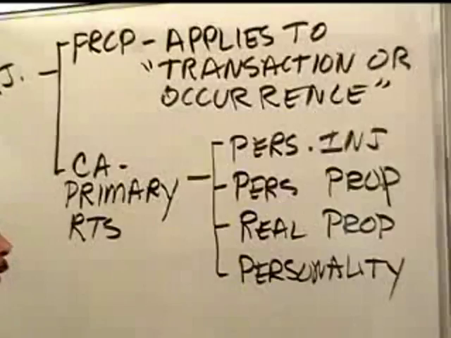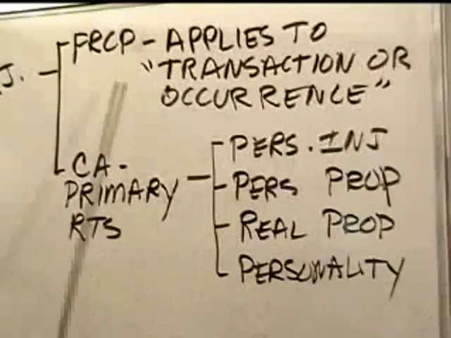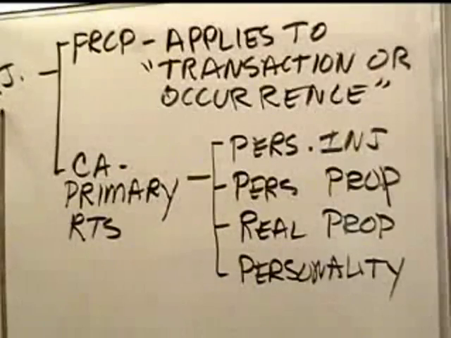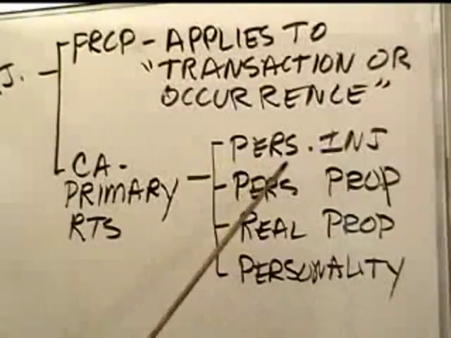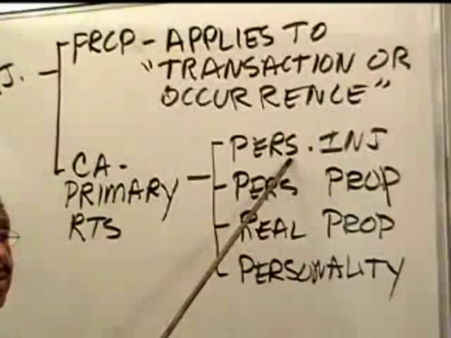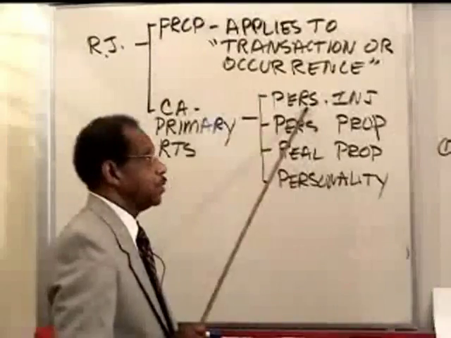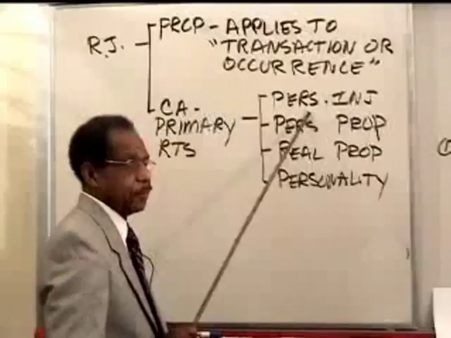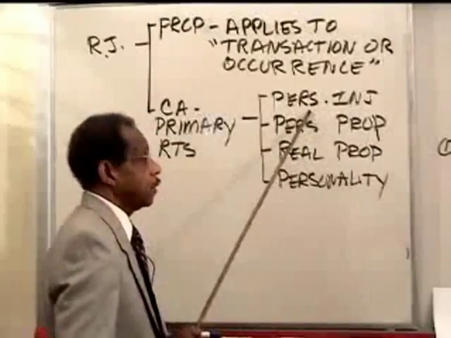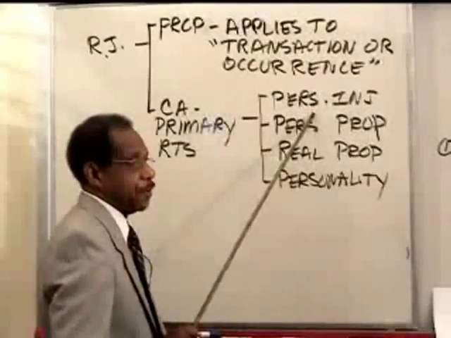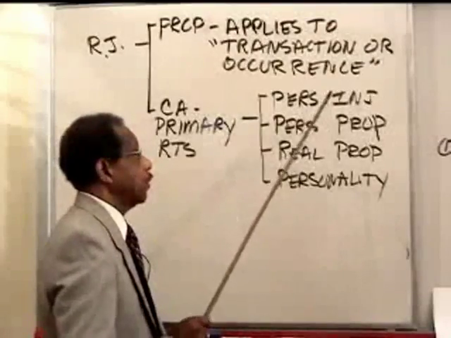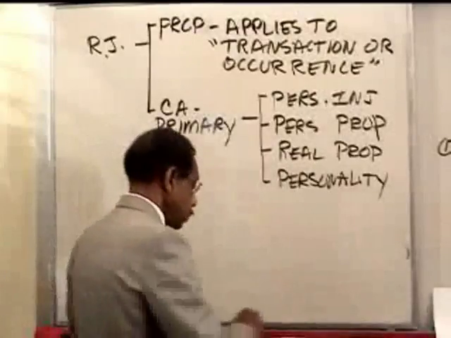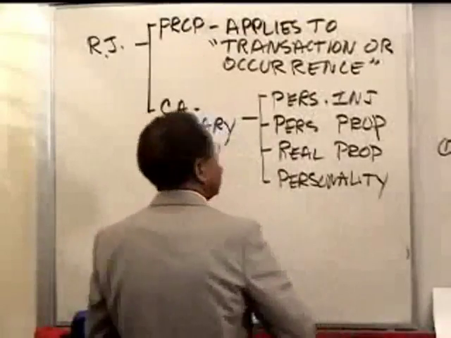So that's what res judicata does. One more thing here regarding the primary rights. Please understand that if someone from Texas brings a lawsuit against someone in California for a car accident, and they sue in the California state courts for personal injury only. Let's suppose that this lawsuit was only about personal injury.